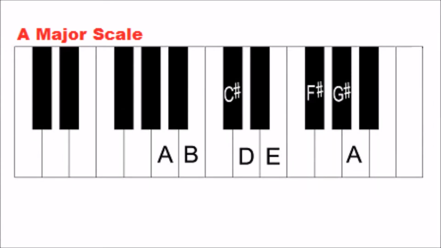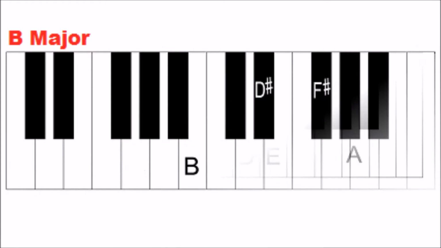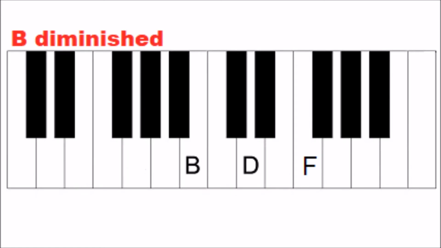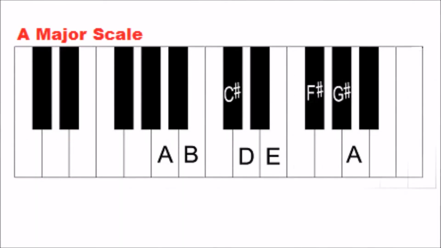Let's move to the note B. What chord should we play? It cannot be B major because the notes of the B major chord are B, D sharp, and F sharp. Neither can it be B diminished because the notes of the B diminished chord are B, D, and F. It has to be B minor, consisting of the notes B, D, and F sharp, which are all in the A major scale. How about the note C sharp?